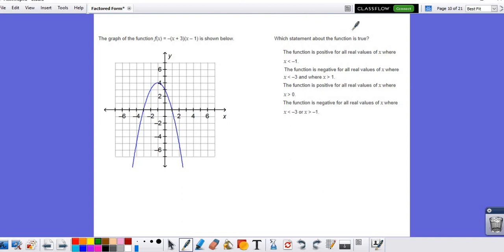Which statement about this function is true? It's similar to the one we just talked about. So remember, your function is positive if it's on the first or second quadrant where your y is positive, and then your function is negative down here. Okay, so here we're at negative 3. And here we're at positive 1, so it's positive on the top, negative below that.